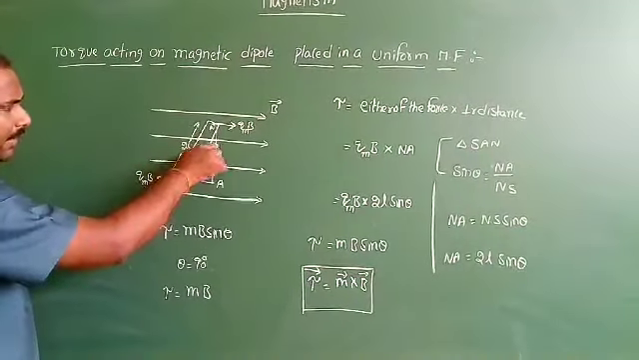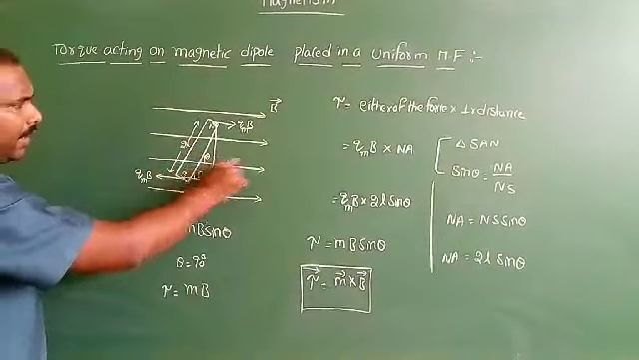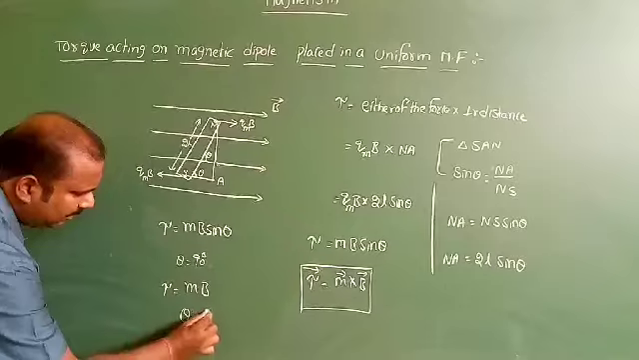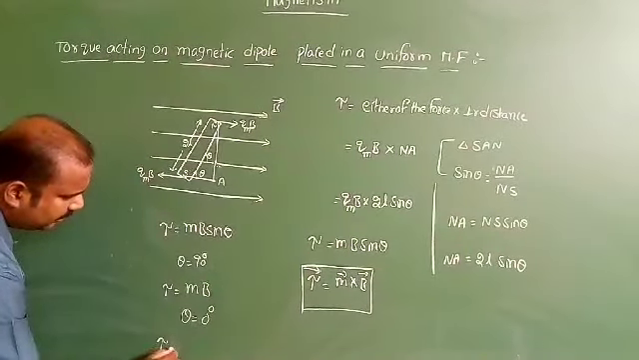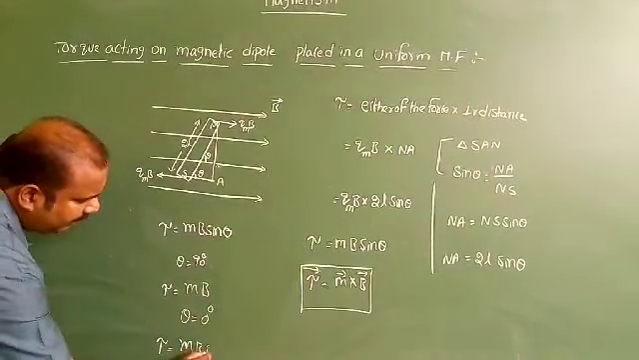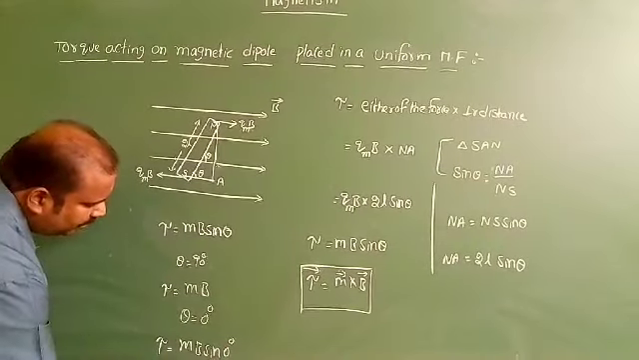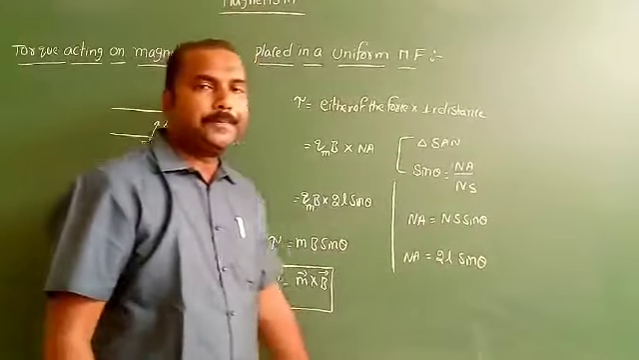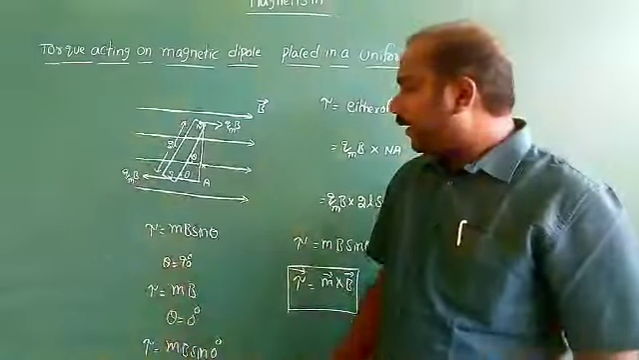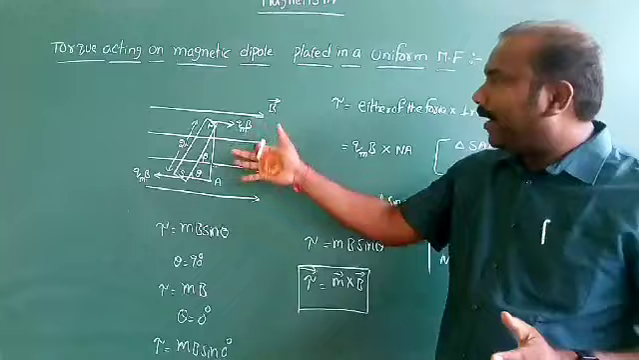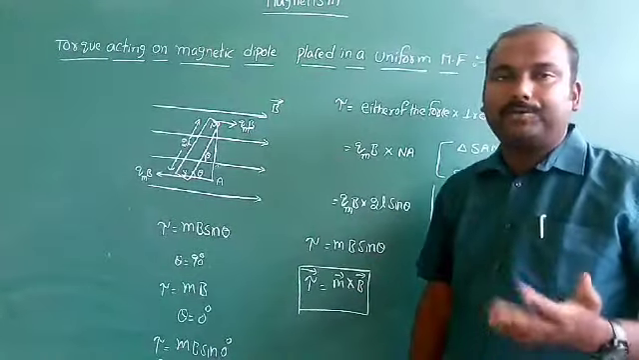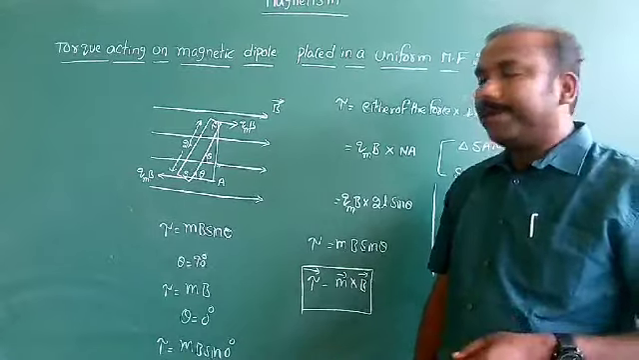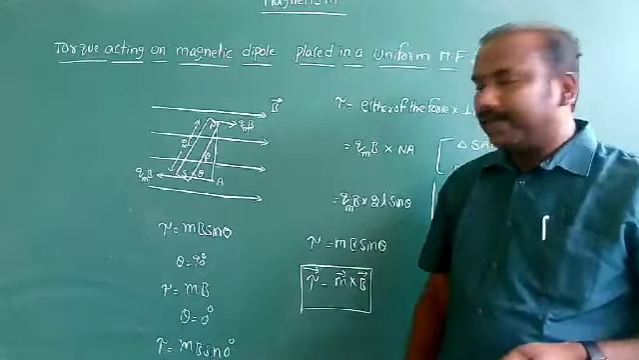Suppose the bar magnet and applied magnetic field are both parallel. If both are parallel, then theta is equal to 0. In such a case, tau is equal to mB sin 0. Sin 0 means 0, so torque tau is equal to 0. So finally, if the bar magnet and applied magnetic field are perpendicular, then the torque is maximum. If the bar magnet and applied magnetic field are parallel, then the torque is minimum.